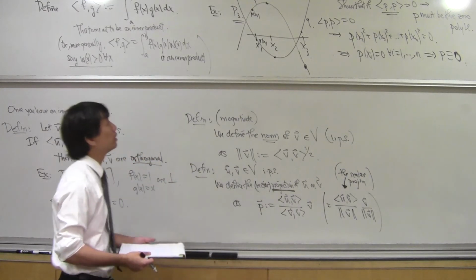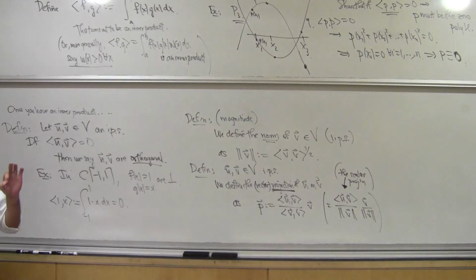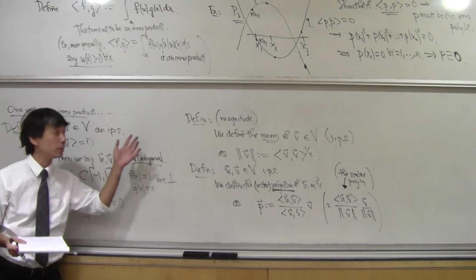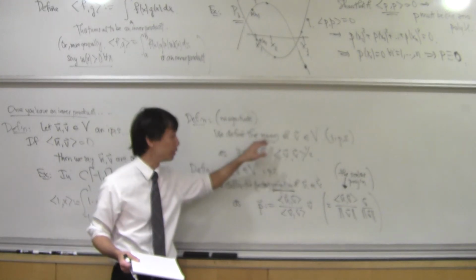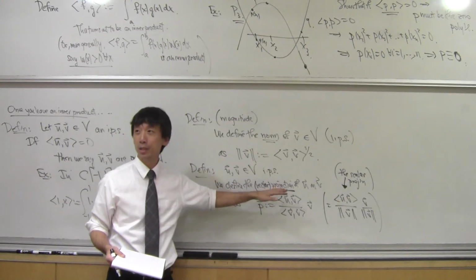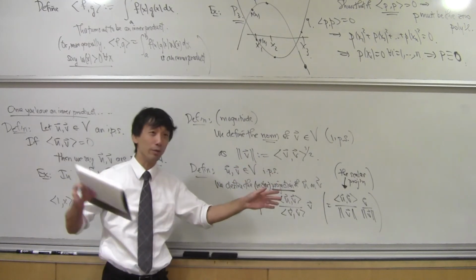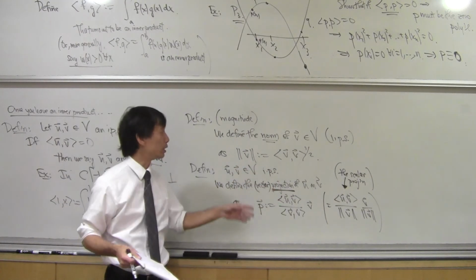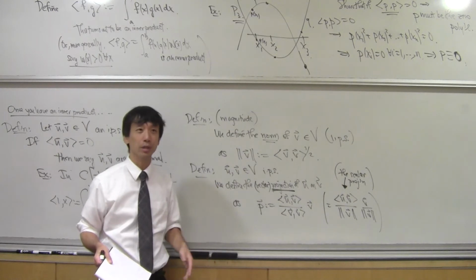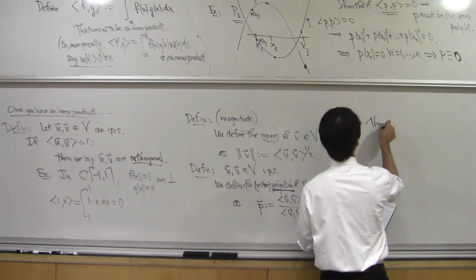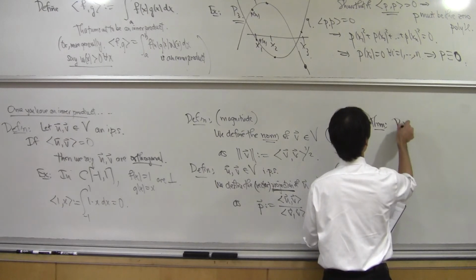Okay. So once you have an inner product, you can talk about things being perpendicular to each other. You can talk about magnitude. You can talk about projection. So even in the space of functions, you can project one function onto another function. You can talk about the size of a function, this sort of thing. Okay. Other things that you have are the Pythagorean theorem.